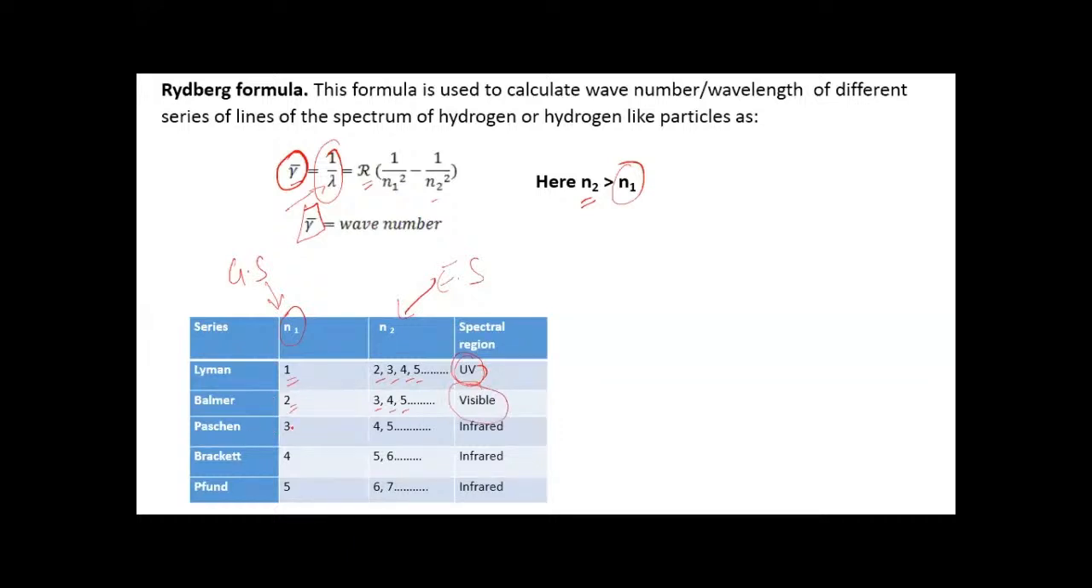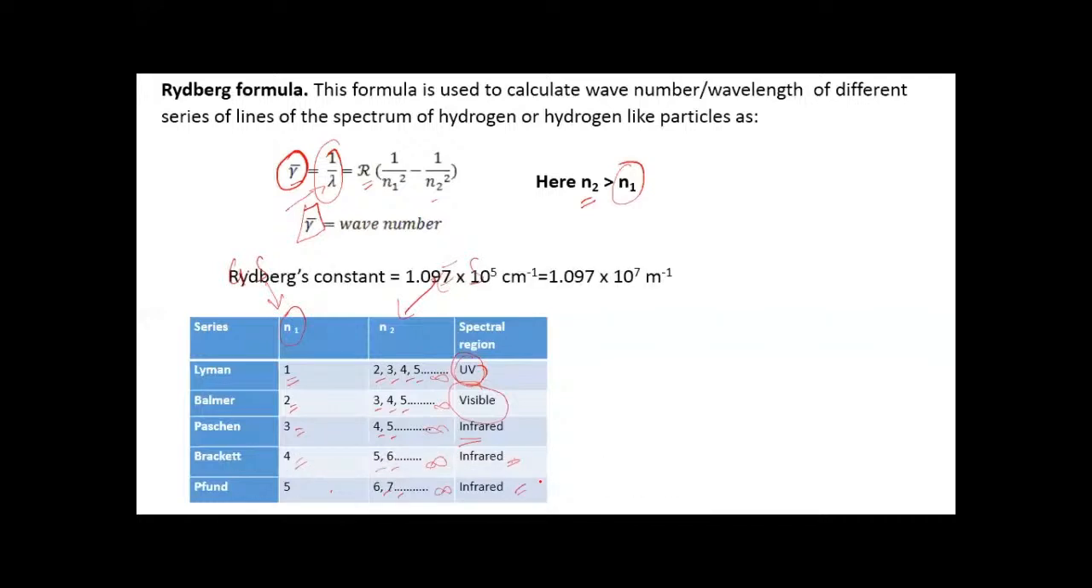For Paschen, the ground state is 3 and the excited state is 4, 5, etc. up to infinity. The spectral region is IR. For Brackett, the ground state is 4, and the excited state is 5, 6 and up to infinity. The spectral region is IR. For Pfund, the ground state is 5 and the excited state is 6, 7 up to infinity. Again, the spectral region is IR.